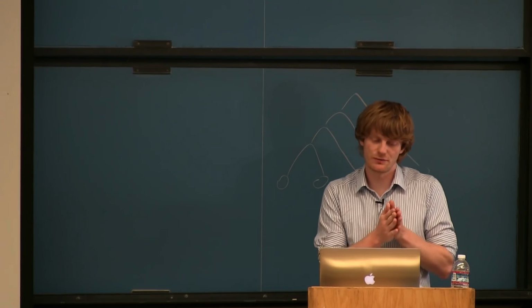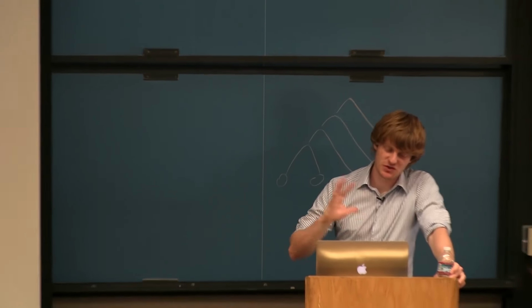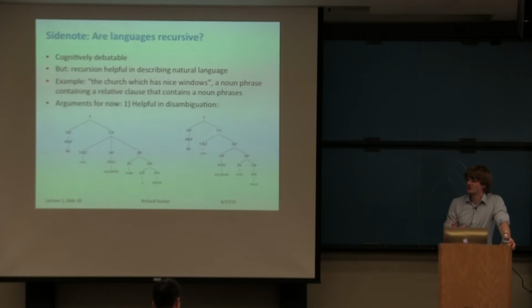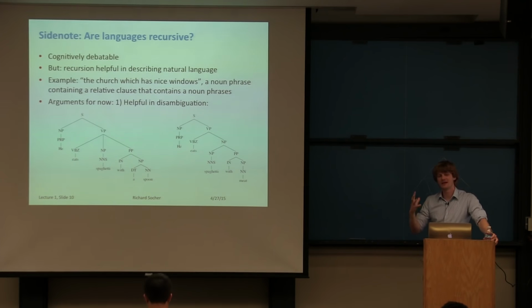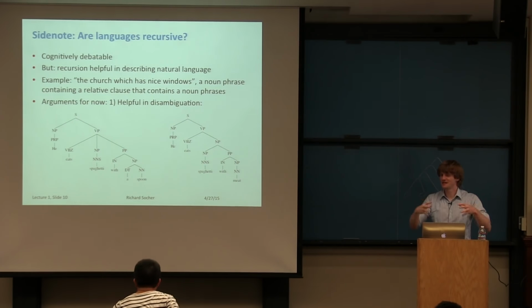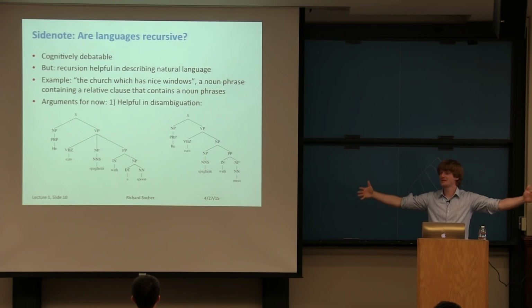However, the question then is, is language a recursive kind of thing? There's a long history of papers here, and I don't think it's yet clear whether this is cognitively plausible. Do people really put together specific phrases in their brains and so on? Fortunately, we're not in a cognitive science class right now, so we can put that on the table and say, well, maybe, maybe not, but recursion is clearly helpful in describing natural language. It is very helpful to say, for instance, that the church which has nice windows is a noun phrase. I can replace that noun phrase with another noun phrase and still get a grammatical sentence.